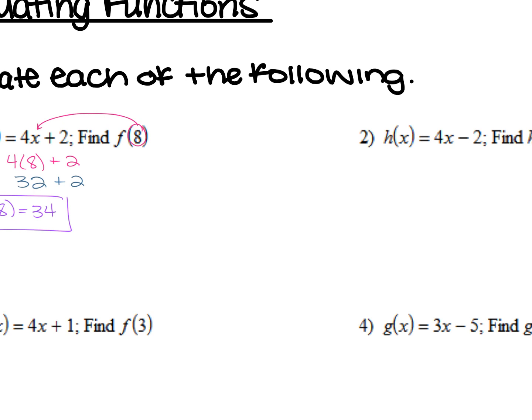For number 2, we have h of x is equal to 4x minus 2. We're finding h of negative 9. So we're just going to plug in that negative 9 for x. So it's going to give us 4 times negative 9 minus 2. The 4 times negative 9 is negative 36. Minus 2 is negative 38. So h of negative 9 is equal to negative 38.